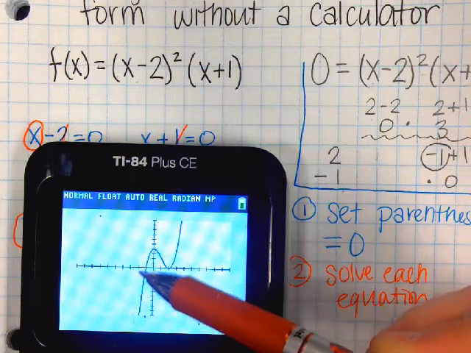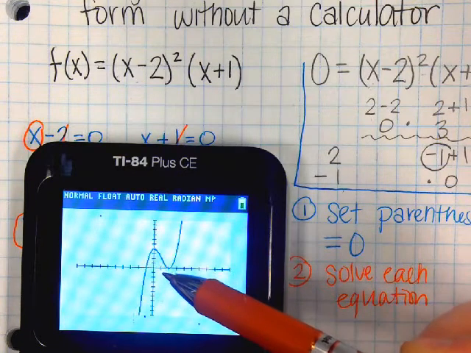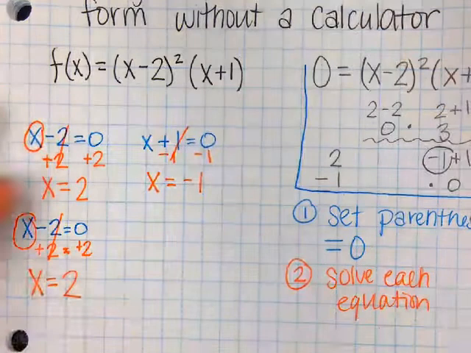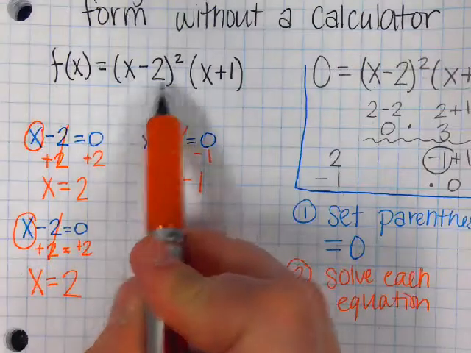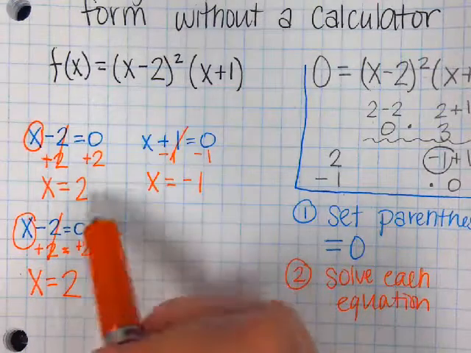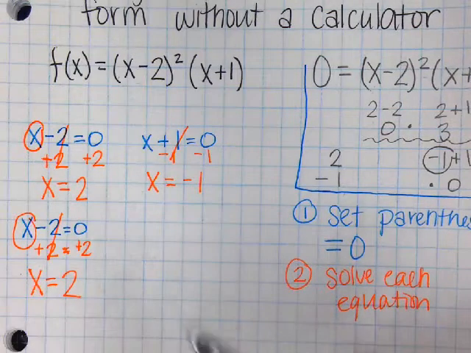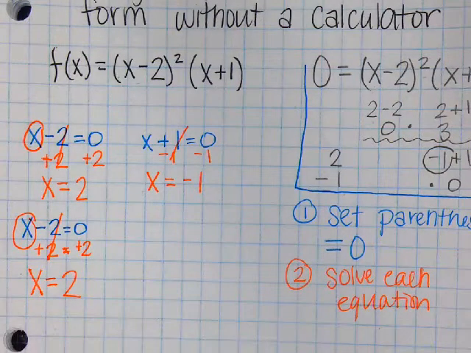Notice for negative 1, it just went straight through, and then at 2, it actually hit and then bounced off. Notice, since this was squared, we had 2 parentheses like that, so we actually have that 2 listed twice. So what we call that is multiplicity.